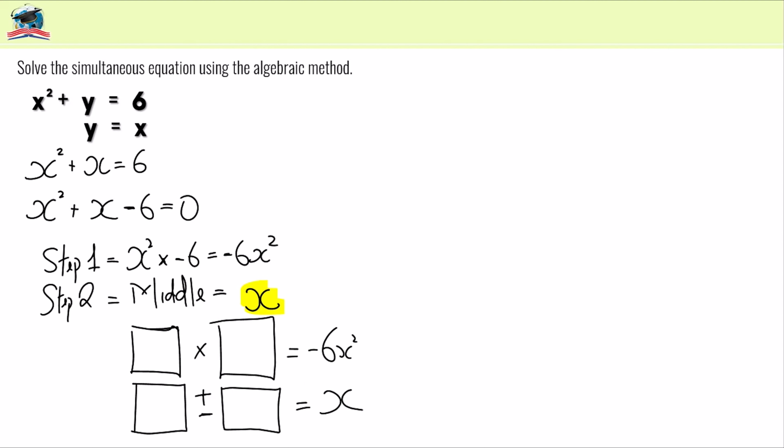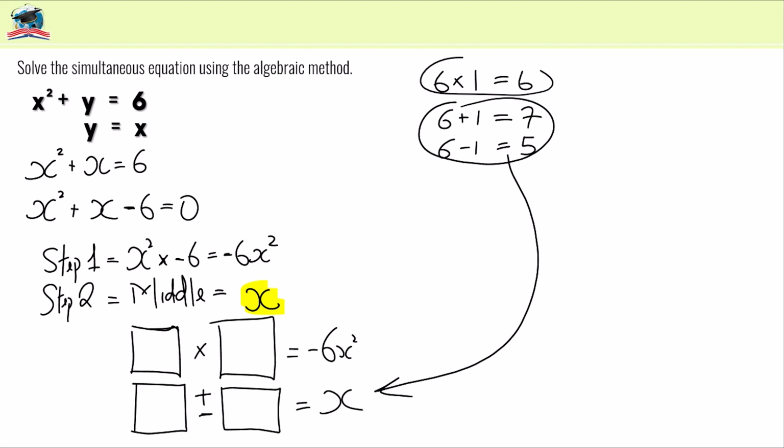Oh, yeah. We can go for 6 times 1. Yeah, that's fine. That's going to give us 6. If it's a 6 plus 1, that's going to give us 7. If it's 6 minus 1, that's going to give us 5. No, we don't want that. We want a 1. So this one here should give us this. This one here gives us this. But the second one doesn't work.